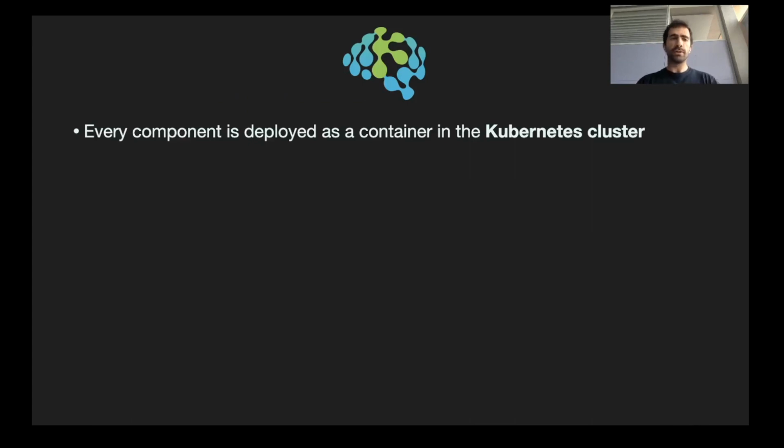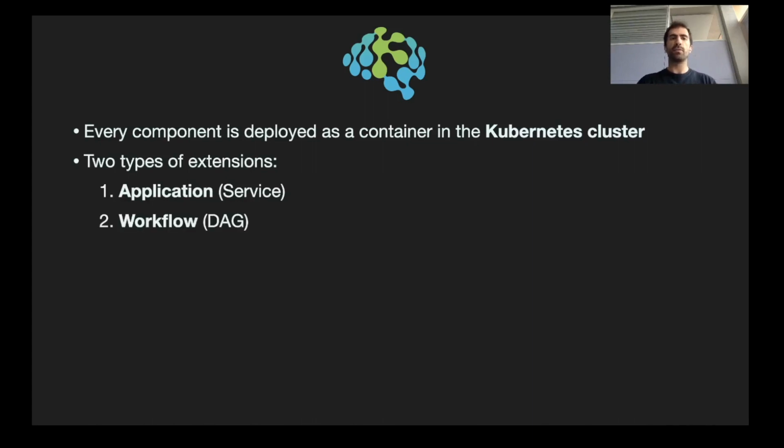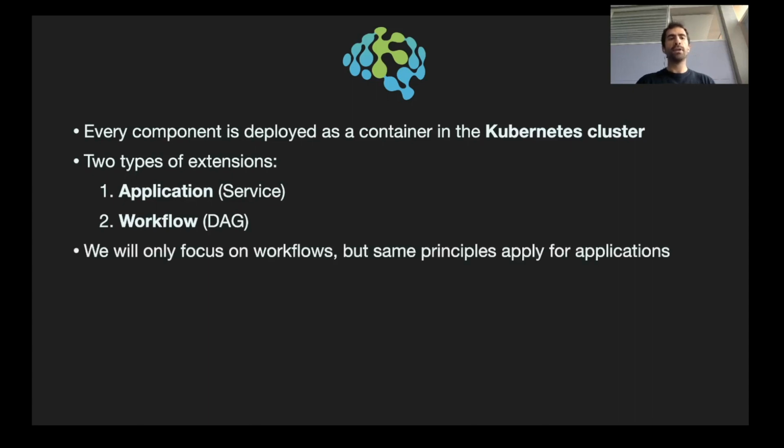As you might know, if you're watching this video, every component in Kaapana is a container image that's running in the Kubernetes cluster, which makes Kaapana very modular and extensible by nature. There are two types of extensions in our platform. The first one is called application or a service. Second one is a workflow or a directed acyclic graph, a DAG. We will only focus on the second one, so the workflows today, but the same principles also apply for applications or any other type of extension in the future.